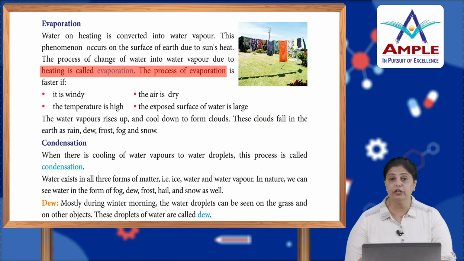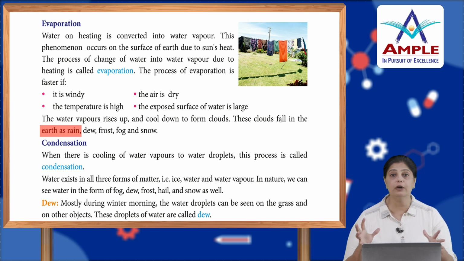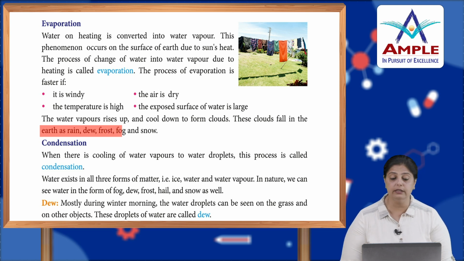The process of evaporation is faster if it is windy, the air is dry, the temperature is high and the exposed surface of water is large. So, the water vapor rises up and cools down to form clouds, and these clouds fall on the earth as rain. When too much water is gathered inside the clouds, they fall down in the form of rain or dew or frost or fog or snow.